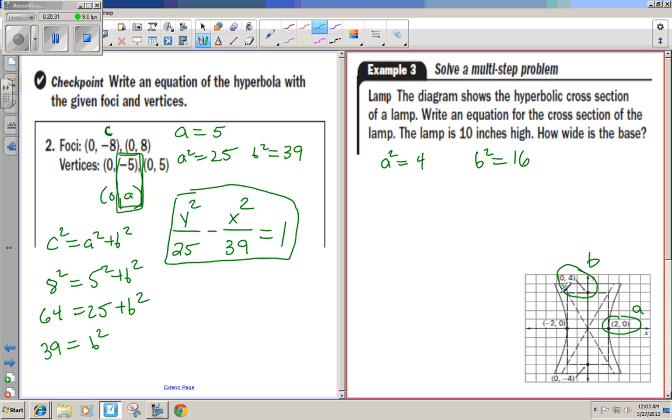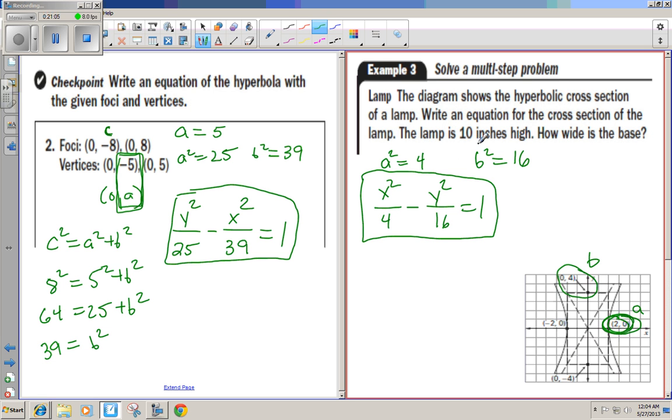So right away, you know that since this is a horizontal, well, you know this is 4, you know this is 16, you know it's equal to 1. You know since the vertex is in the x position, this should be an x squared and this is a y squared. So what we have here is now an equation. This really is the important part for this class, is knowing how to work with this equation or make this equation. So we wrote an equation for the cross section of the lamp.